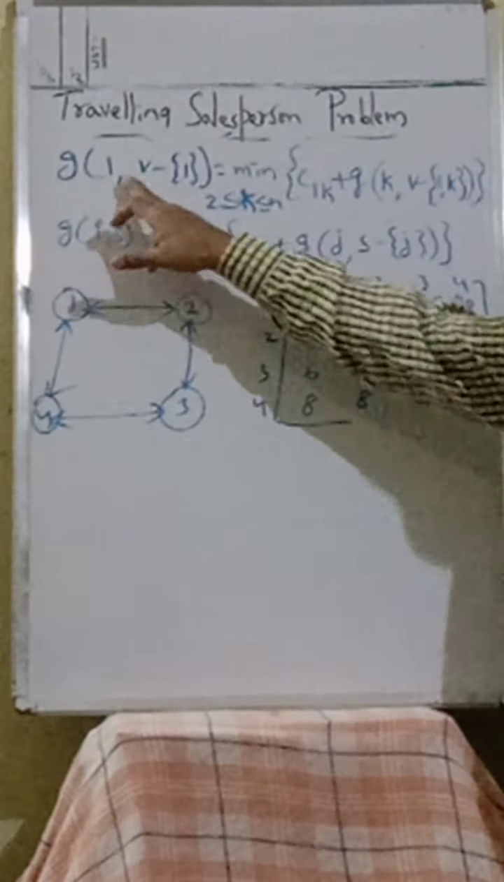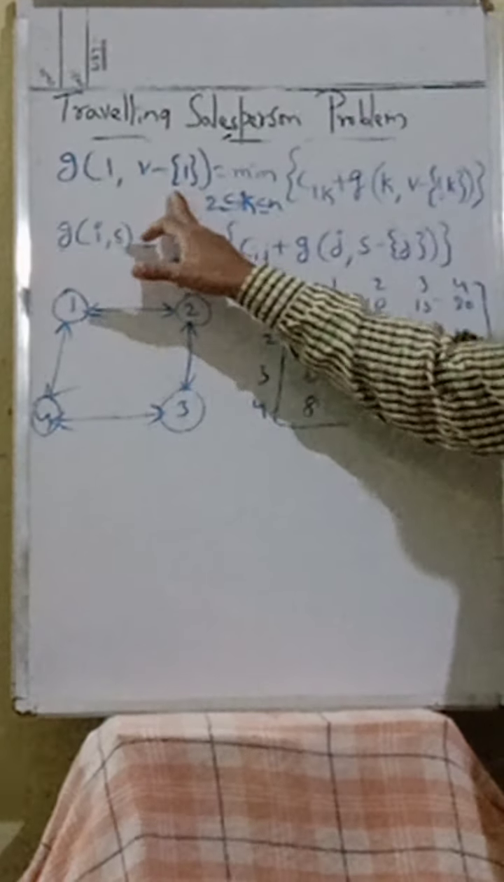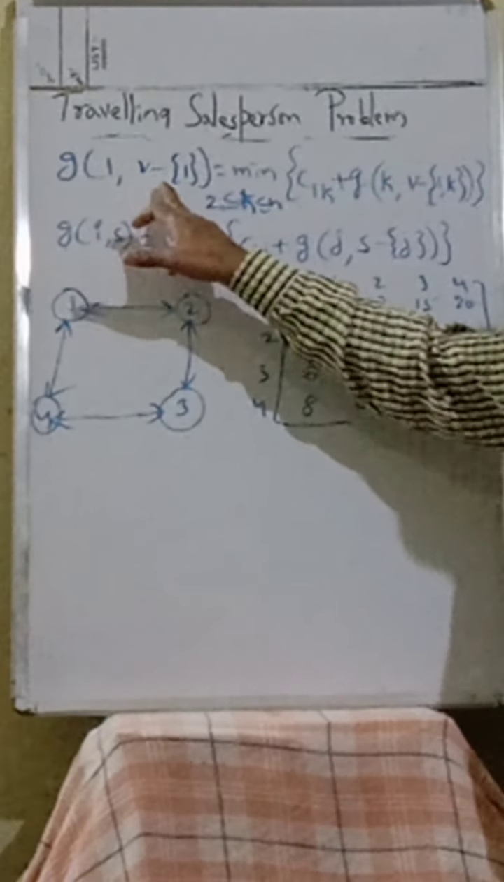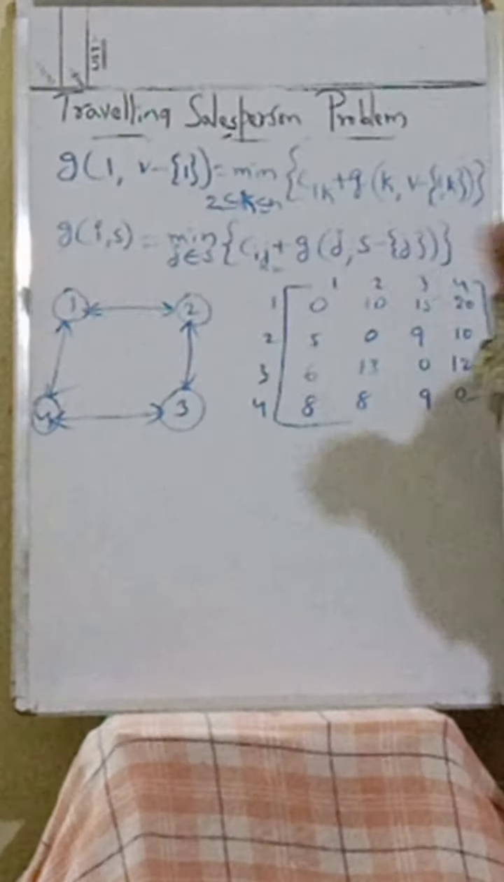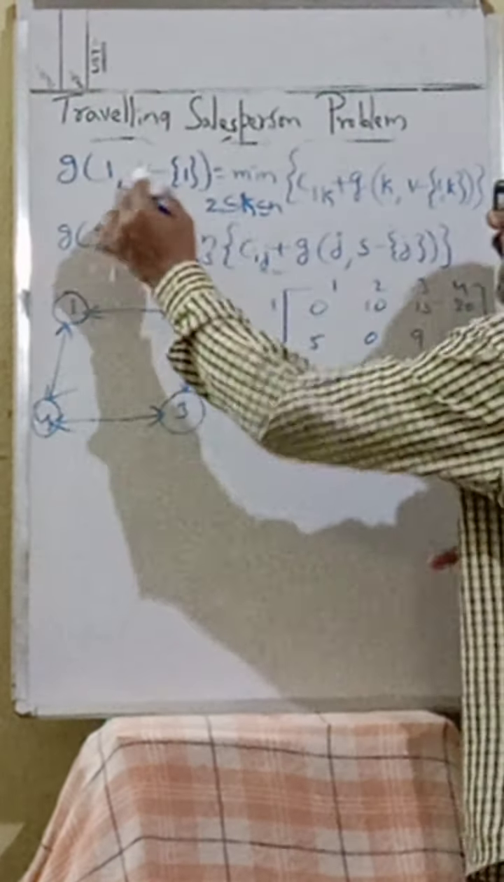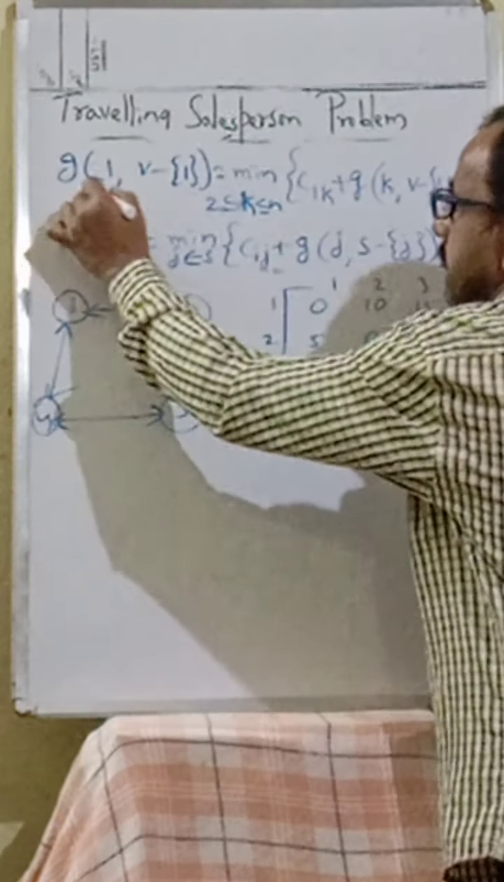We should start at postal van, and the postal van should visit all the remaining nodes. See here, we are subtracting 1 from this vertices set. Visiting all the nodes and finally reaching postal van. So G is treated as path cost. So this is path cost.